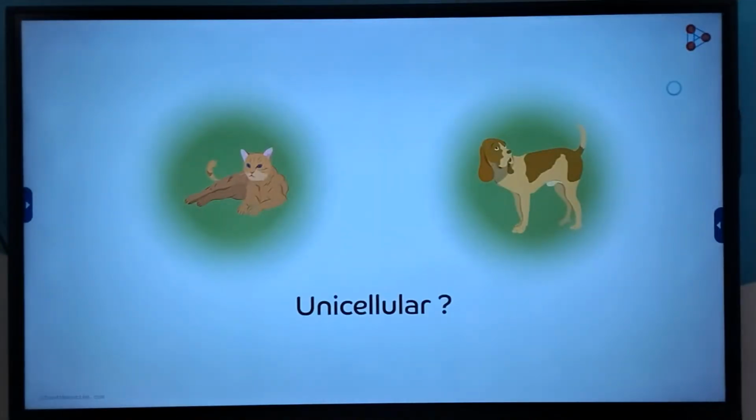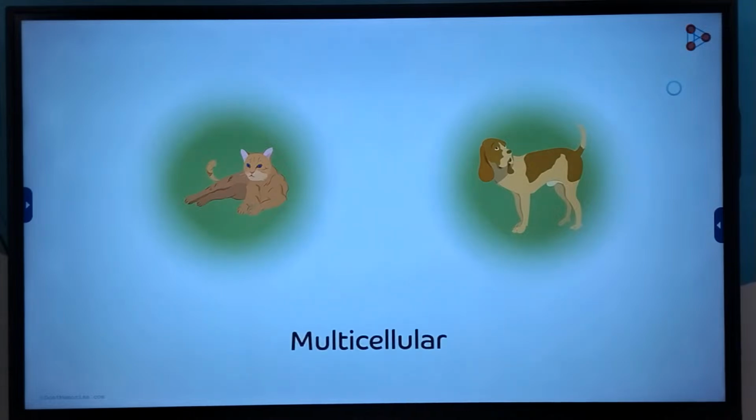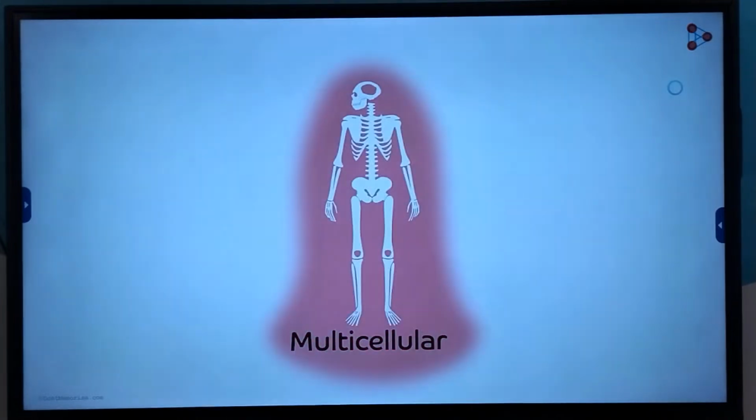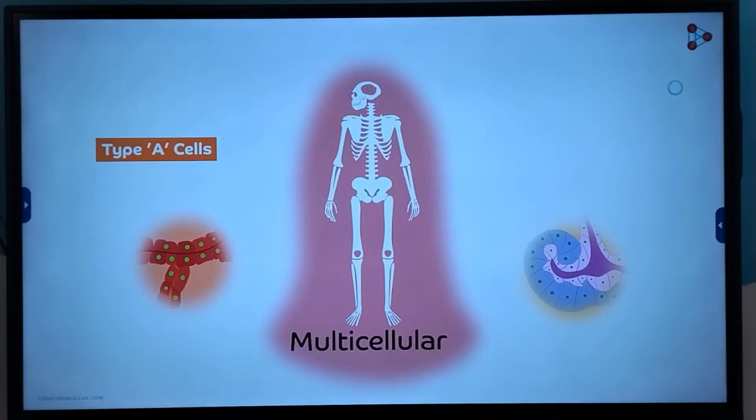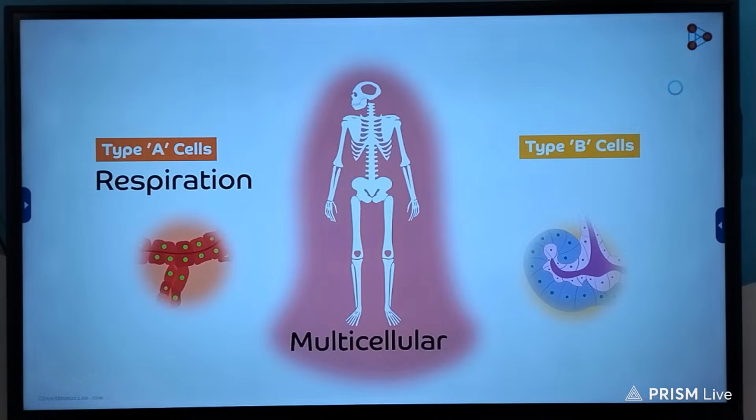Do humans have a single cell? No, they don't. They have many cells which make up their entire body. There are groups of cells which carry out different functions. For example, all cells of type A will carry out the function of respiration, and cells of type B will carry out the process of digestion.